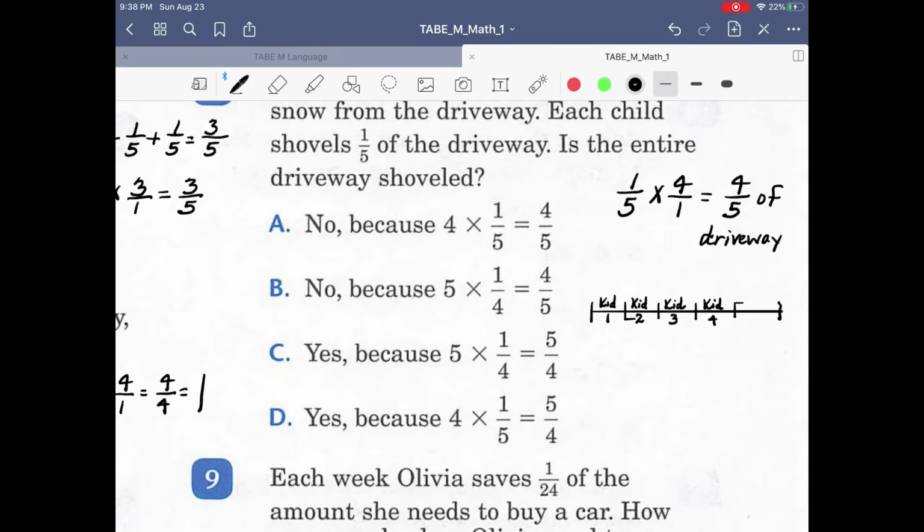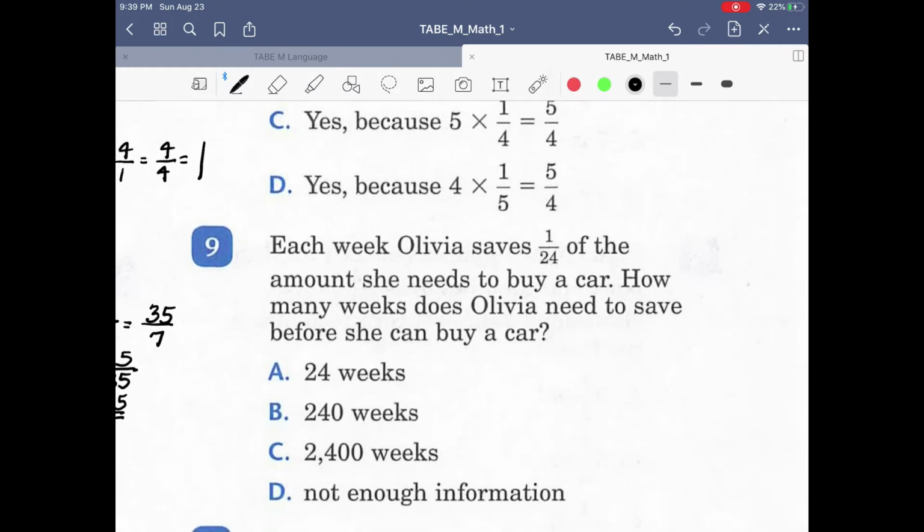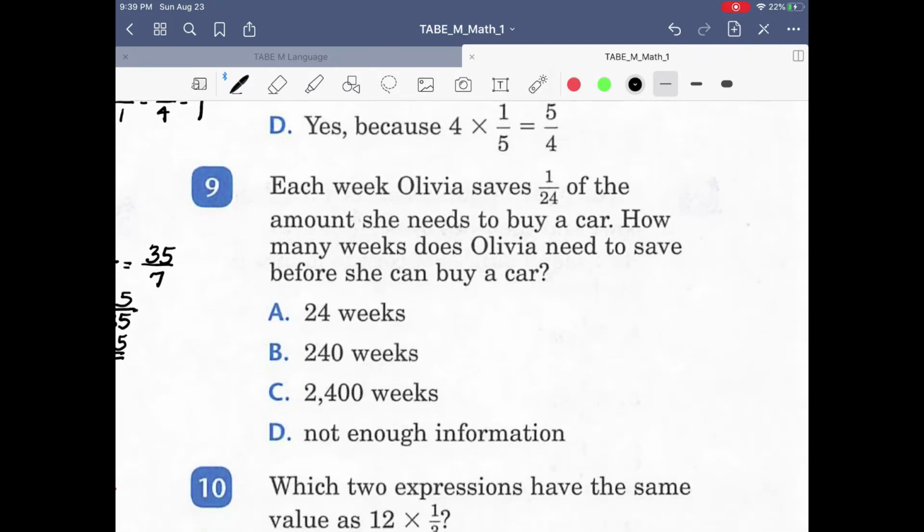So is the entire driveway shoveled? No, because 4 times 1/5 is only 4/5. That would be A. I like that question. Makes you think.